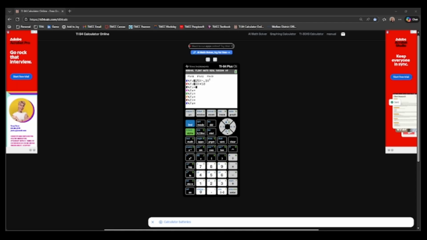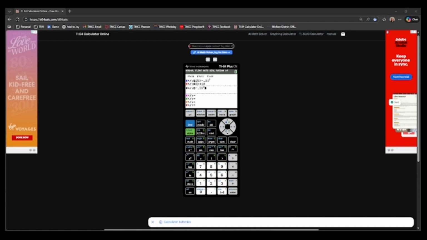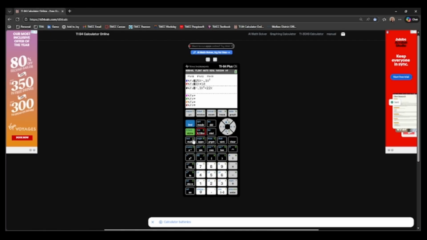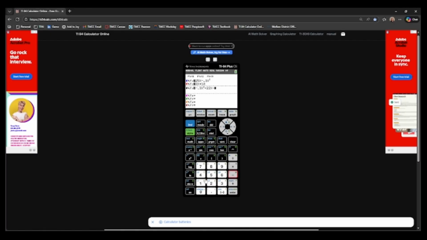And our profit function was, oops, there's my mouse. Negative 0.3x squared plus 22x minus 10, enter. And the problem asked us to put it in a certain window.